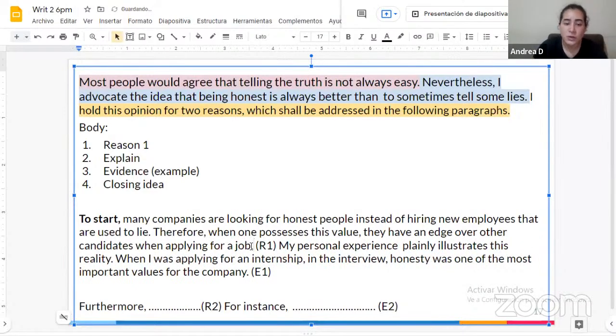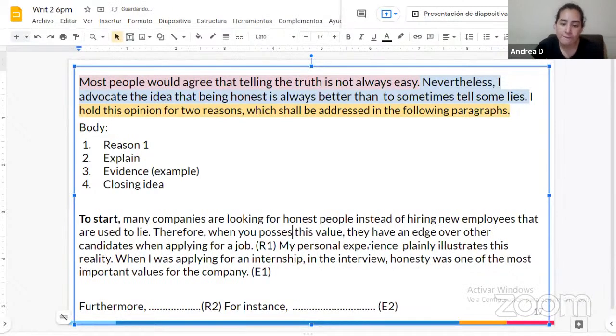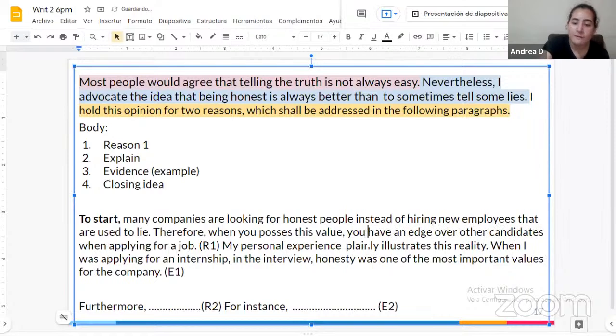Okay, so something like this. When you basically, I'm saying one, now this is another thing, right? There's a lot of things to consider here. Now the pronouns that you're gonna use is another thing. Honestly, you can just be a little bit more informal and say when you possess or when you have this value, when you possess this value, you have an edge over other candidates when applying for a job, right?